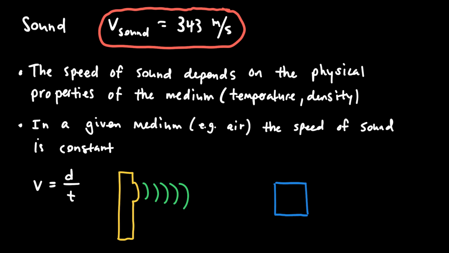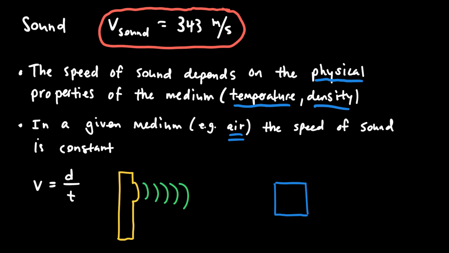The last couple of topics here, we're going to talk about sound. And we know that the speed of sound is 343 meters per second. And one of the places where that number comes from is that the speed of sound depends, just like the other mechanical waves that we study, on the physical properties of the medium. So for sound, that's things like temperature and density. So if the temperature goes up or down, or the density goes up or down, the speed of sound will change. But for a given medium, for example in air, the speed of sound is constant, and for air that number is 343.